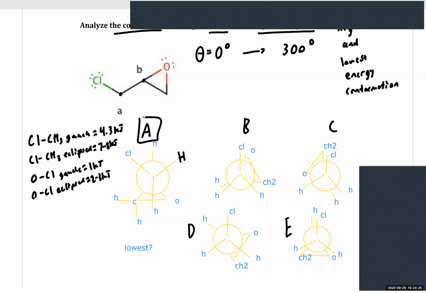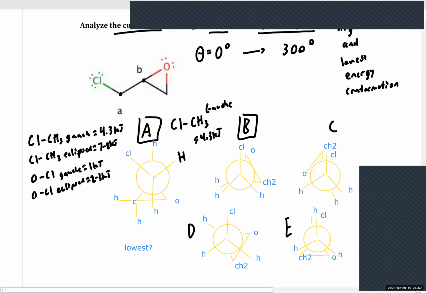Do we have any substituents that are bulky that are separated by a 60-degree dihedral angle? Do we have any gauche interactions at play in structure A? Yes, so we have a chlorine methylene, I'll treat it like a methyl gauche interaction. That costs us about 4.3 kilojoules. Good.